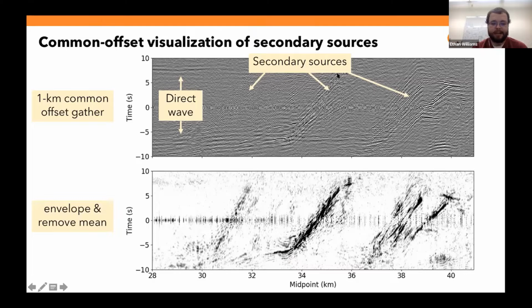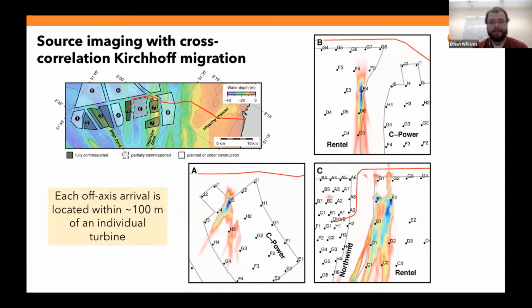And so we can subtract it out and observe the complex moveout of these localized secondary sources, which we assume are associated with wind turbines. And we can then use that as an input for an imaging algorithm, similar to what's often used in depth and reflection seismology. And what we obtain is basically a map of the probability of where these waves are originating from.